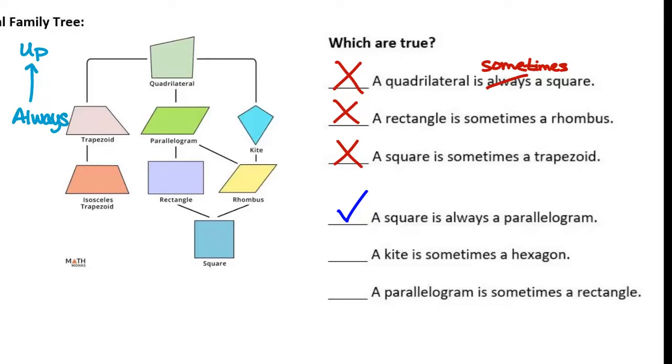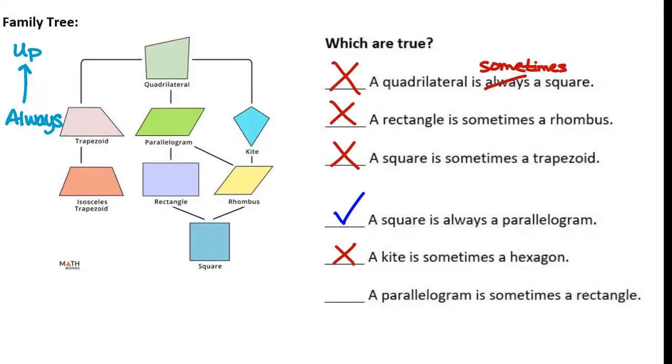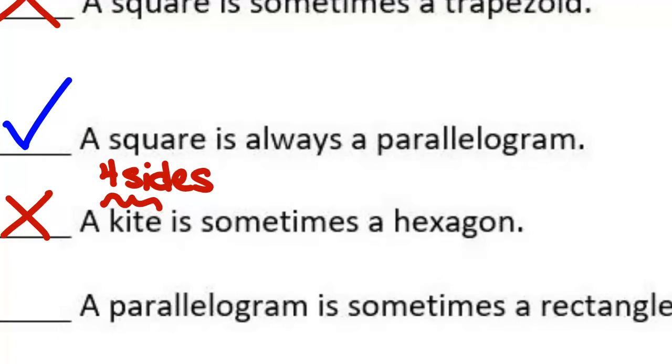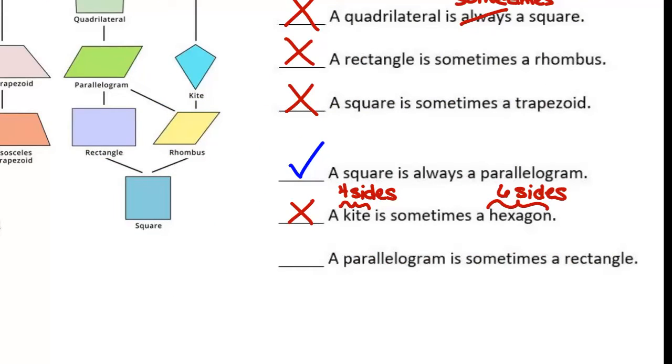A kite is sometimes a hexagon. False. How many sides does a kite have? 4 sides. How many sides does a hexagon have? 6. I will never have a 4-sided shape that is sometimes a 6-sided shape.